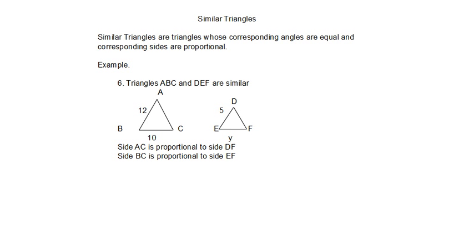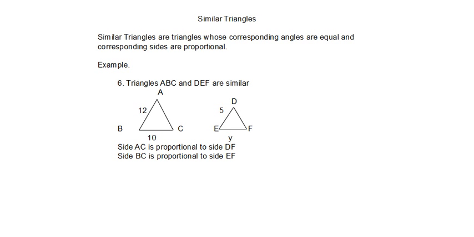Now we're going to look at similar triangles. Similar triangles are triangles whose corresponding angles are equal and corresponding sides are proportional. So we're shown triangles ABC and DEF, and we are told they are similar. So we have to assume that their angles are congruent. Side AC is going to be proportional to side DE, and side BC is going to be proportional to side EF.